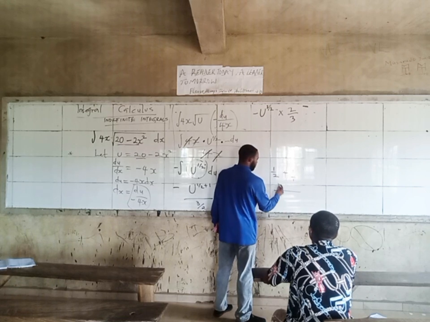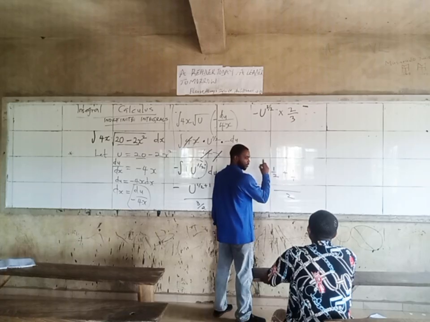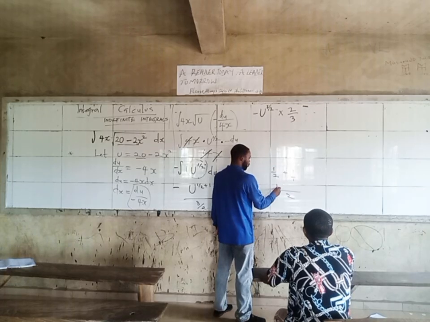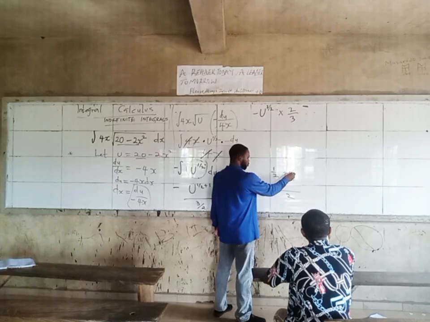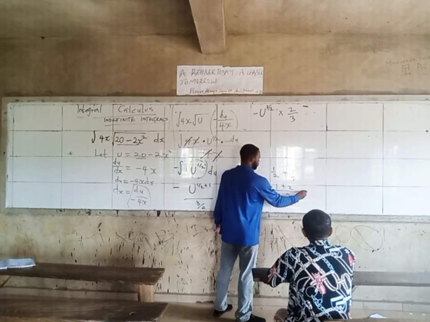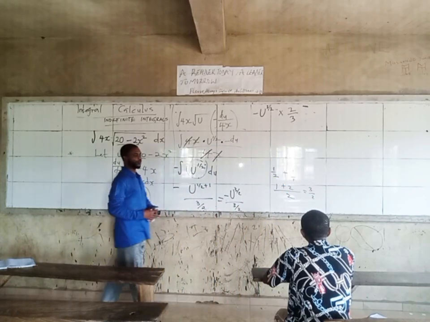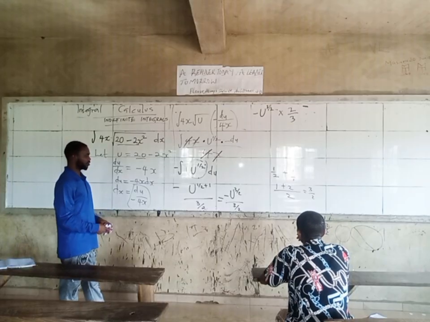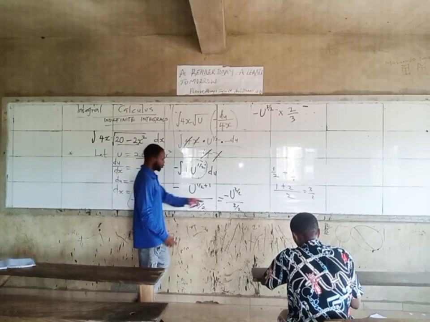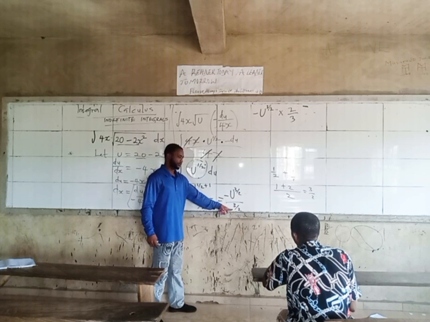2 divided by 2 is 1, 1 times 1 is 1. 2 divided by 1 is 2, 2 times 1 is 2. So 1 plus 2 over 2 equals 3/2. Even if you punch it in your calculator, half plus 1 is 3/2. So that is how you get this.